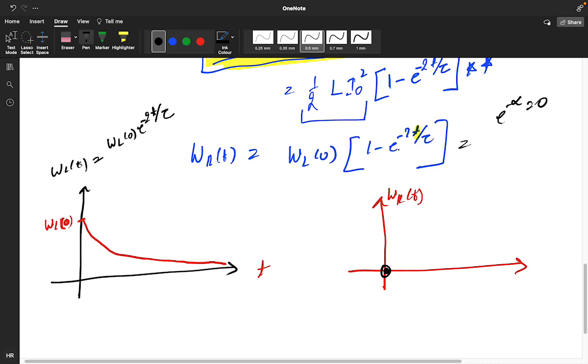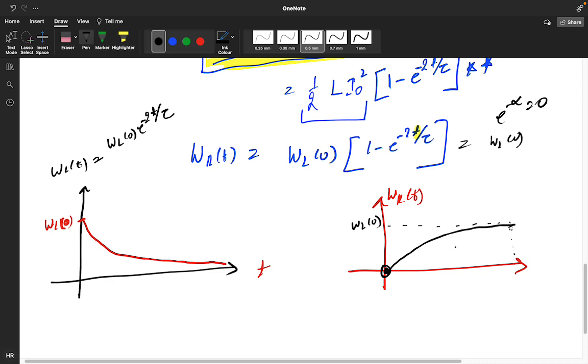So you will get 1 minus 0, which will be 1 only, so WL of 0. So at infinite time, what energy are you getting? WL of 0. So this is an exponentially increasing function.